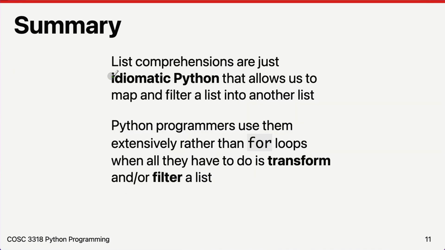So again, a list comprehension is just idiomatic, Pythonic code that allows us to map and filter a list into another list. That's all it does. And Python programmers use them extensively rather than for loops when all they have to do is transform or filter a list. If they have to do anything else besides transform or filter a list into another list, they'll actually write a for loop. But if all they're doing is changing the values into other values and putting them into another list, you will see them using list comprehensions a lot.